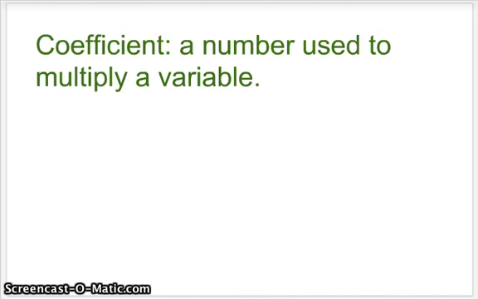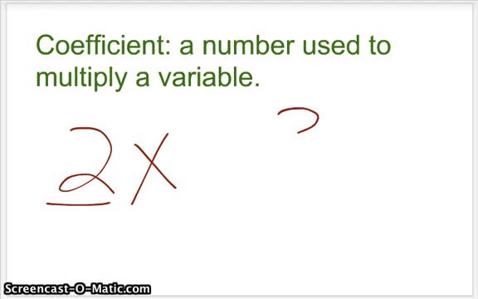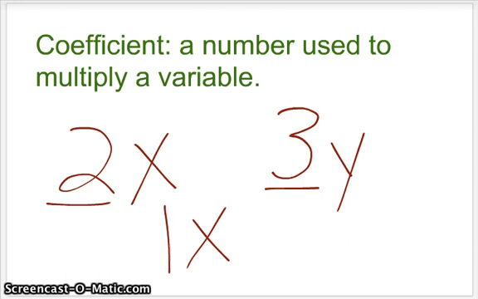You're also going to hear me say coefficient, and a coefficient is a number used to multiply a variable. So for example, 2x, the coefficient is 2. If you have 3y, the coefficient is 3. If you have just variable x, we know that means there's an invisible 1 in front of it, so we would say the coefficient there is 1.